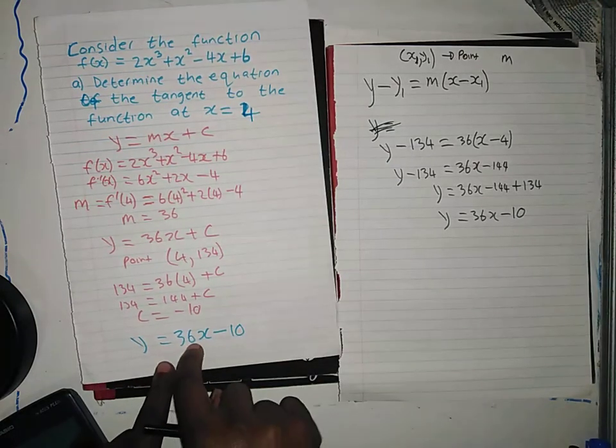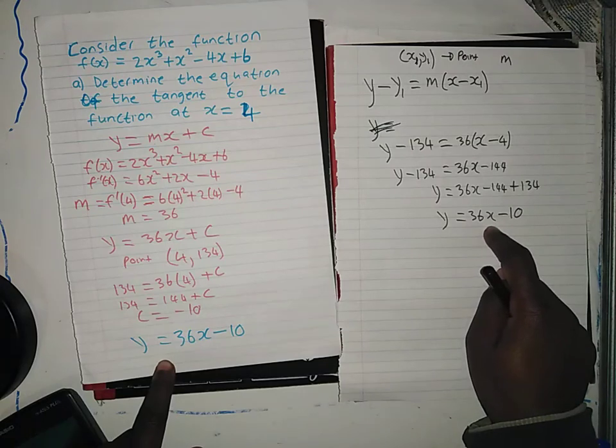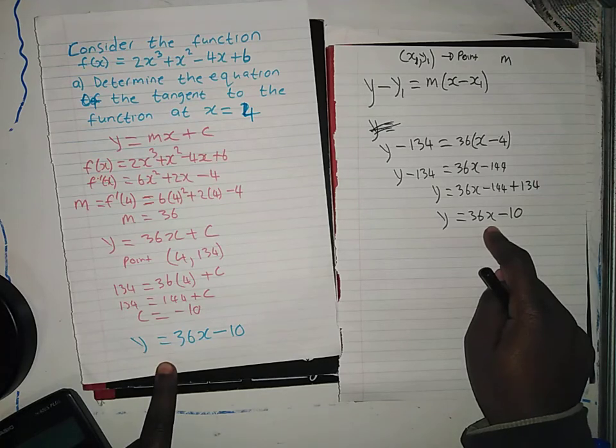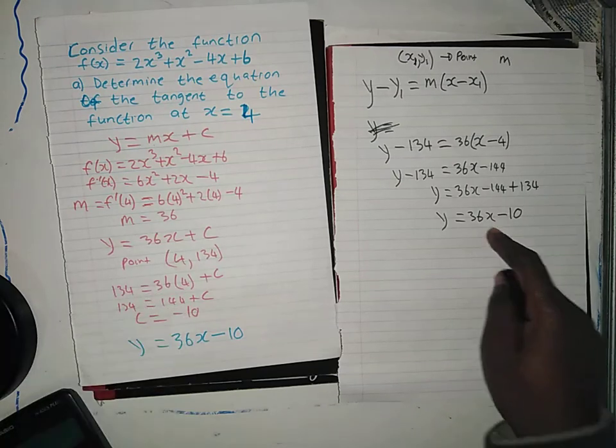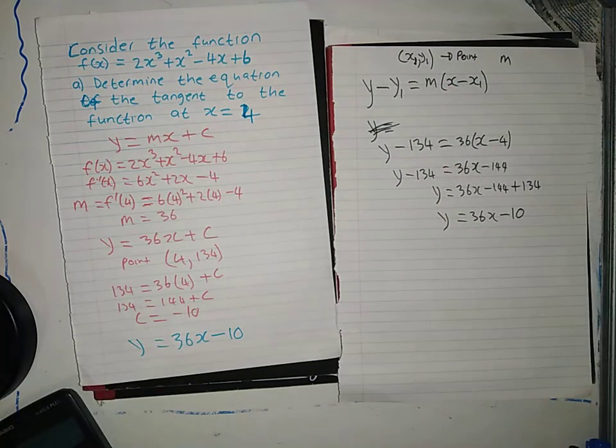Can you see? This and this are exactly the same, but what did you do? You used a different method. Okay, so you can either use this method in this part, or you can go straight and use this one. It is totally up to you.